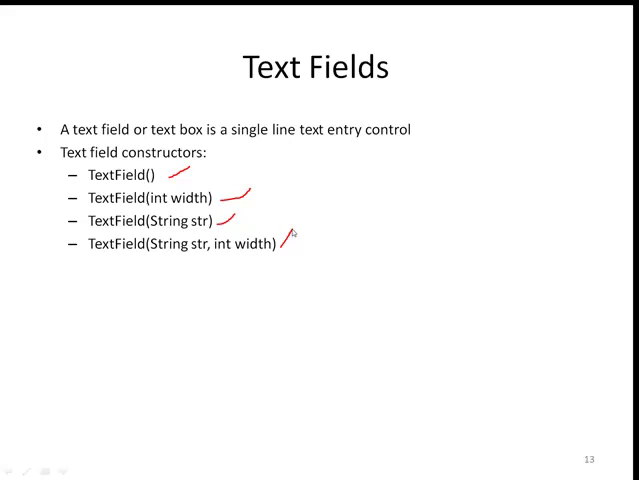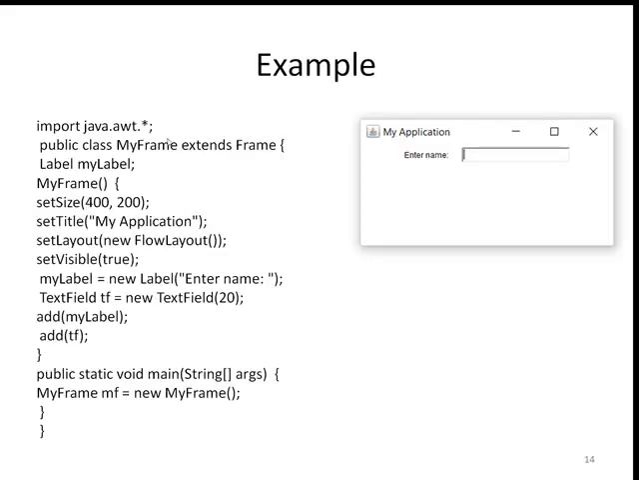Now we'll see the example. The first statement, as usual, imports the AWT package into our program, and we create our class as a derived class of the Frame class. And here I have declared this Label object, myLabel, and this is the constructor, and this is the frame size, frame title, layout, and visibility.